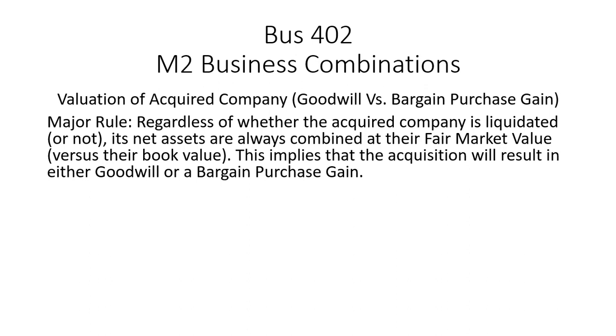Valuation of acquired company: goodwill versus bargain purchase option gain. I've mentioned the concept of goodwill and bargain purchase gain, and you are going to see this in the Excel worksheet. The major rule, regardless of whether the acquired company, that would be company B in this case, is liquidated or not, is that its net assets are always combined. You're always going to find a way to either directly or indirectly bring the net assets of B over at their fair market value versus their book value.